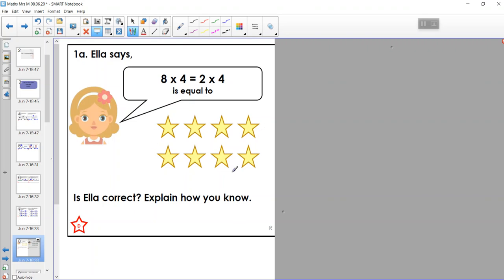Well, here we have 8 stars. Now we need 8 times 4. So if I did 8 times 4, I might need to use an array, but I know my times tables and I know the answer to that is 32. And 2 times 4, I've got it here, 2 times 4 is 8. So Ella is incorrect because 8 times 4 is 32, which is greater than 2 times 4.